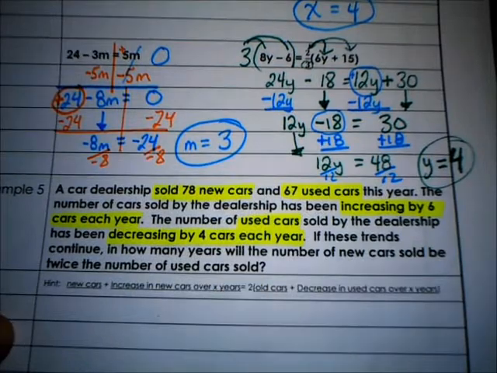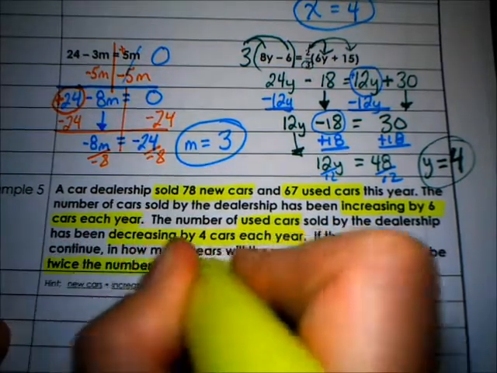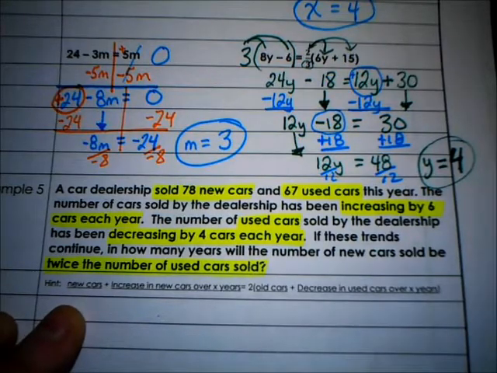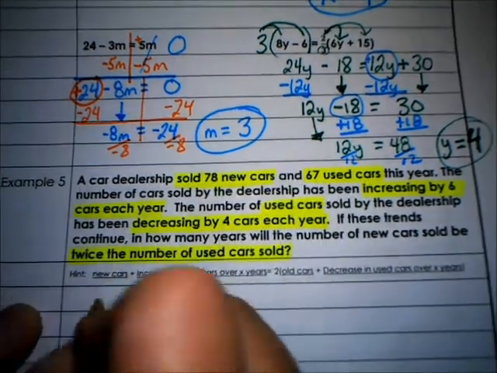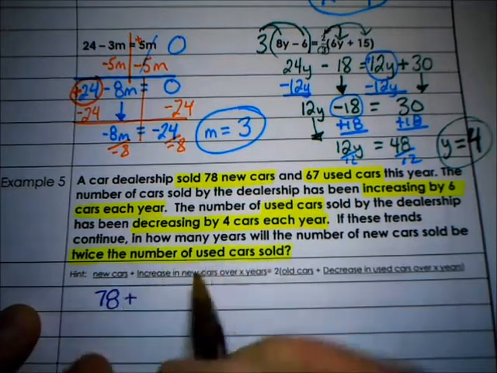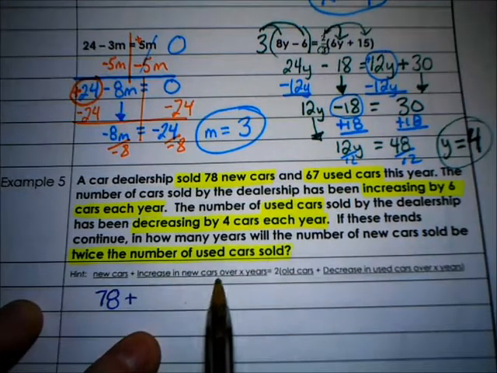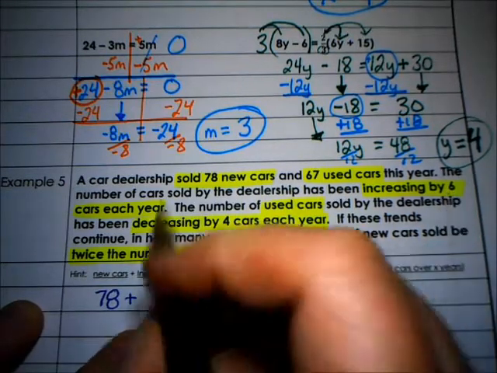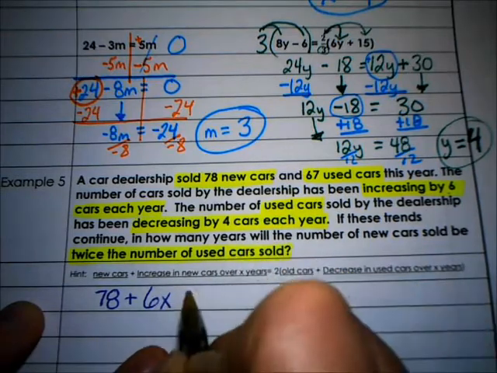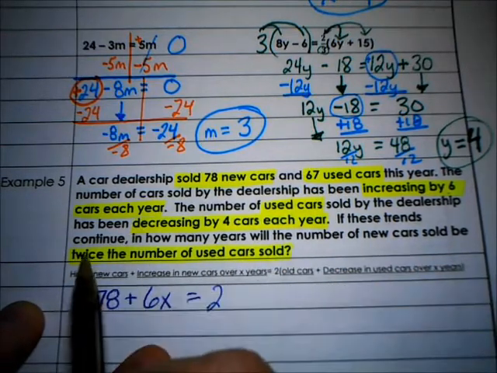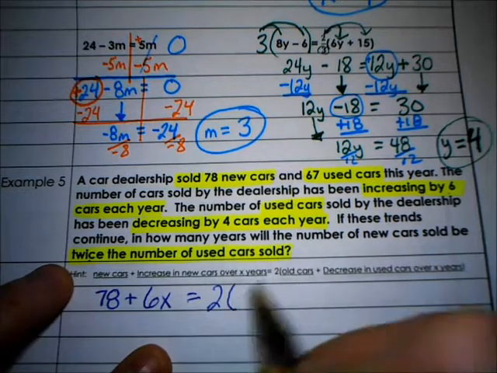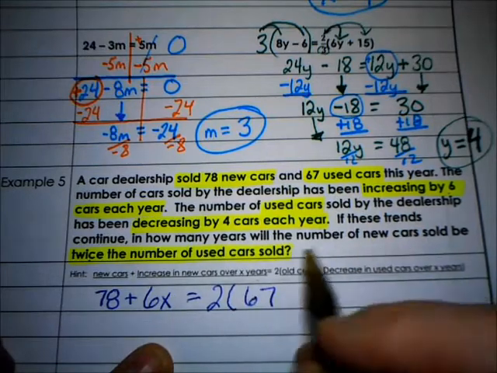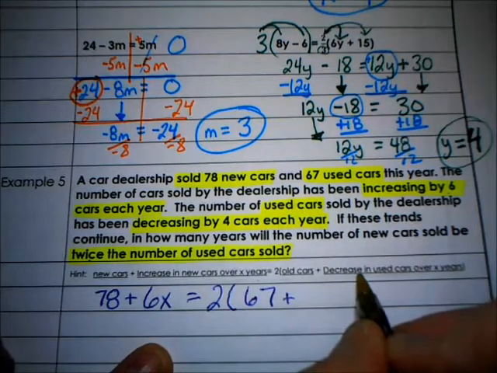Alright, here's a little hint that was given to us. New cars that were sold was 78, plus increase in new cars over x years. The new cars increased by 6 each year, so that's going to be my 6x. Equals, and then they have a 2 for the twice, and then they have a parentheses, the old cars, which was 67, plus it says it was decreased. Decreased is a negative. It was decreased by 4 x's.